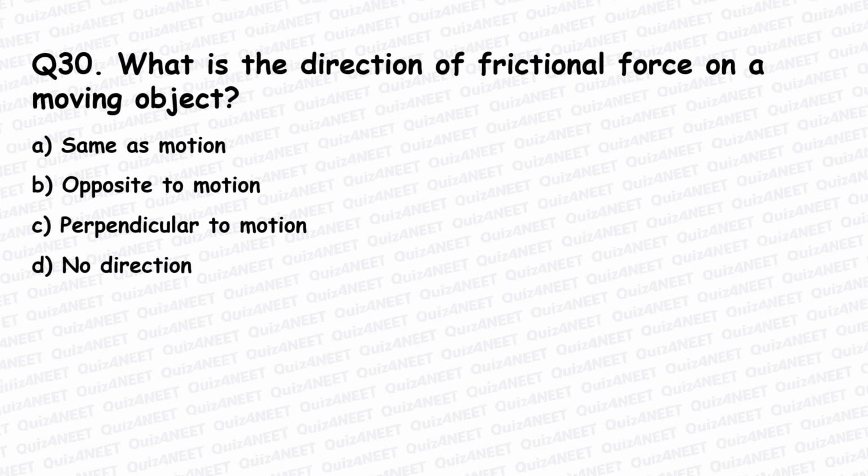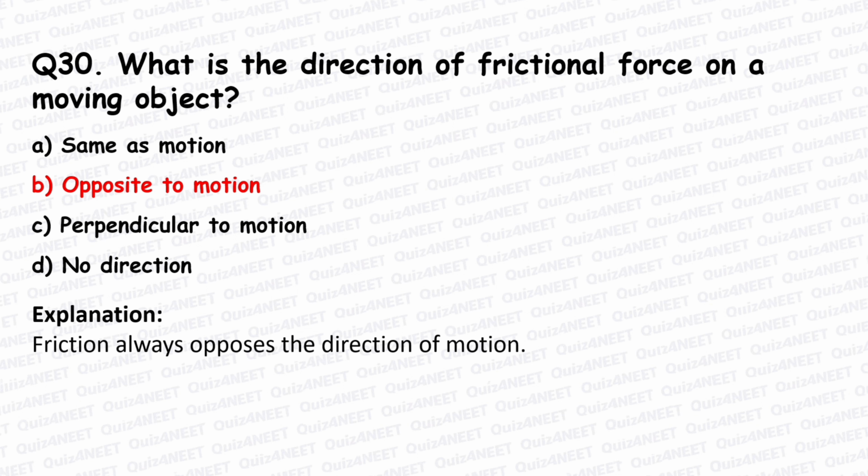Q30. What is the direction of frictional force on a moving object? A, same as motion; B, opposite to motion; C, perpendicular to motion; D, no direction. Answer: B, opposite to motion. Friction always opposes the direction of motion.